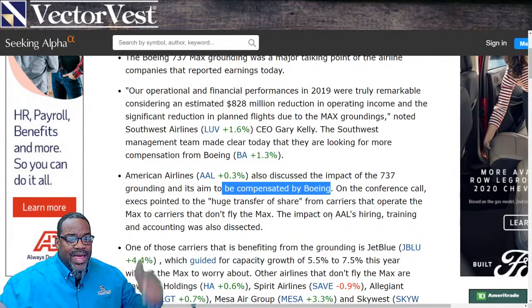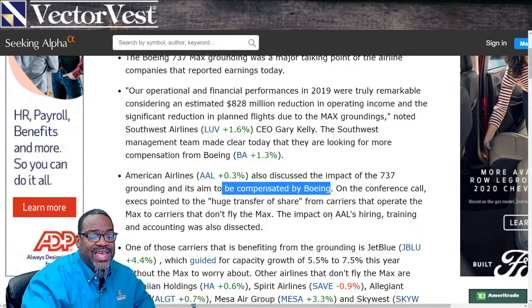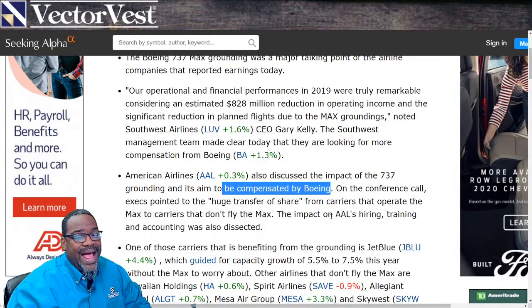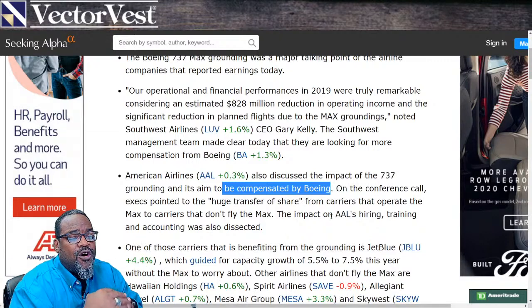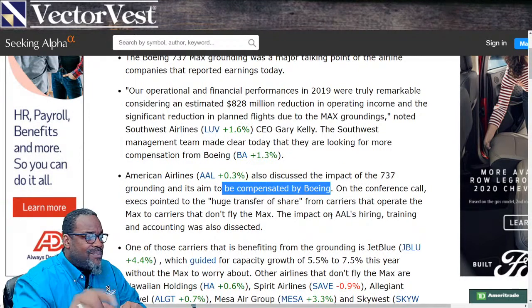What's up? And then that's going to be interesting to see if they're going to be able to get any compensation. Because if they can, all of these other airlines, they're going to all go after Boeing. That's big news. Now, I don't know how much of a strong or steady ground they have to go after for compensation from Boeing. But that's big news.